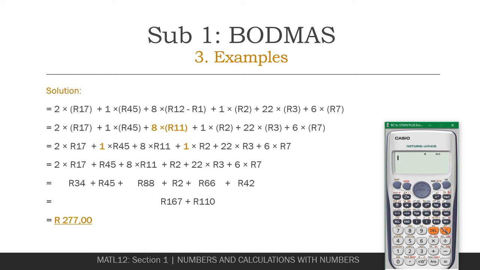So okay, clear my calculator. So what I will say is 2 multiplied by 17 plus 1 multiplied by 45 plus 8 multiplied by, okay, let's open the bracket here, 12 minus 1, okay, plus 1 multiplied by 2 plus 22 multiplied by 3 plus 6 multiplied by 7. Hopefully we see 277, and exactly that's what we see.